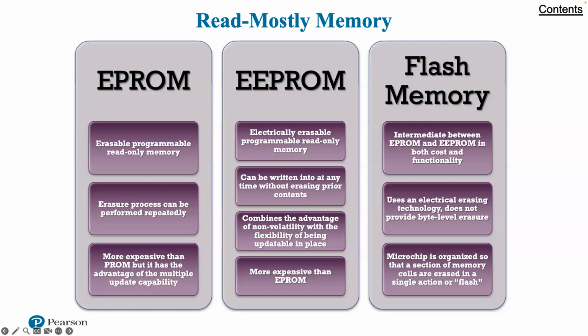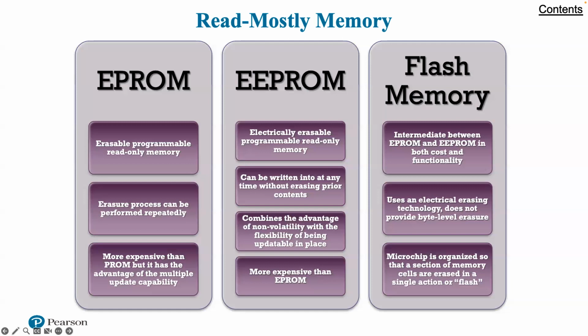Like EEPROM, flash memory uses an electrical erasing technology. An entire flash memory can be erased in 1 or a few seconds, which is much faster than EPROM. In addition, it is possible to erase just blocks of memory rather than an entire chip. Flash memory gets its name originally because the microchip is organized so that a section of memory cells are erased in a single action, or a, quote, flash.